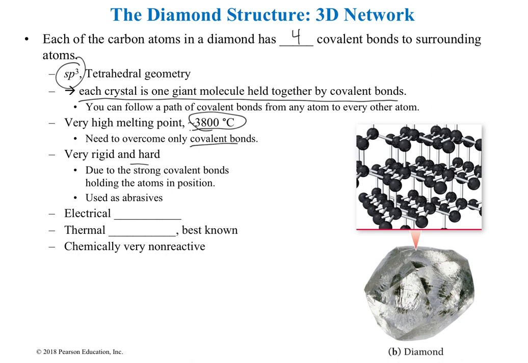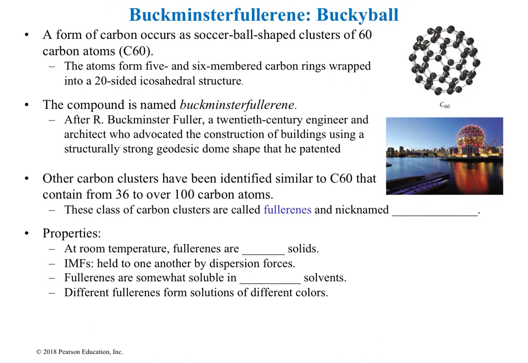It is electrically insulating, so it's a great insulator of electricity because basically electrons cannot flow through it, but it is one of the best known thermal conductors, so it goes the opposite way of graphite in that way. And it's also very non-reactive due to the stability of all of those sp3 hybridized bonds.